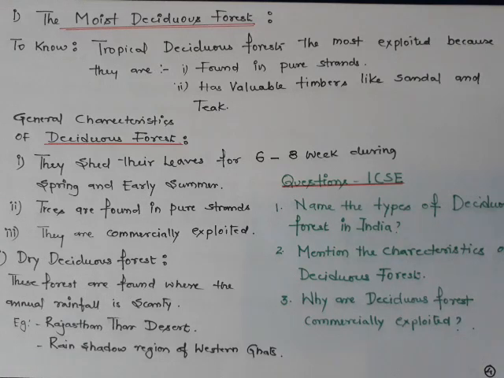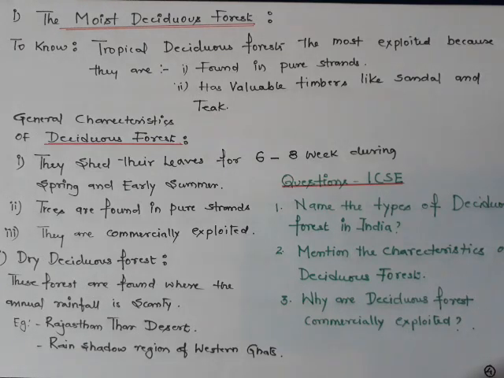So in board examination they can ask you what are the characteristics of deciduous forest. Please bear in mind there are no separate characteristics of moist and dry deciduous forest. So the general characteristics of deciduous forests are they shed their leaves for 6 to 8 weeks during spring and early summer. These trees are found in pure strands and they are commercially exploited. One more point can also be added, that the leaves of the trees of deciduous forests are broad.